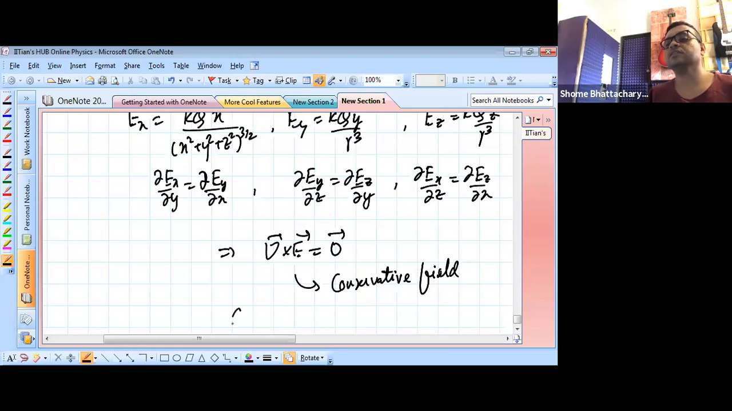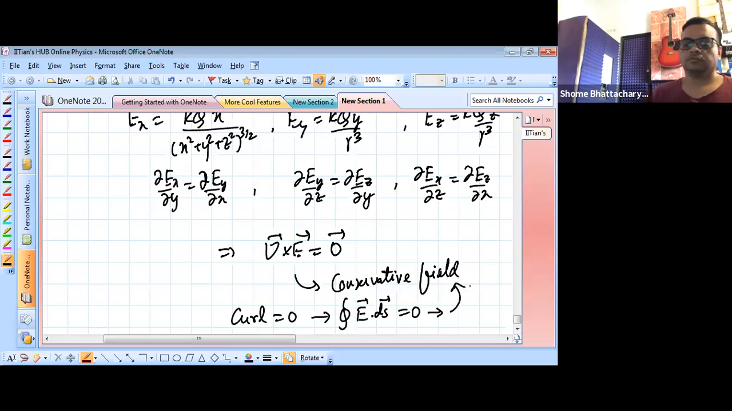So the fact that curl is 0 means that E dot ds in a round trip must be equal to 0. So it should be conservative. Because the field lines are not curling. The field lines are emanating from positive charge and either going to infinity or they might be terminating at a negative charge. But they are not forming closed loops.